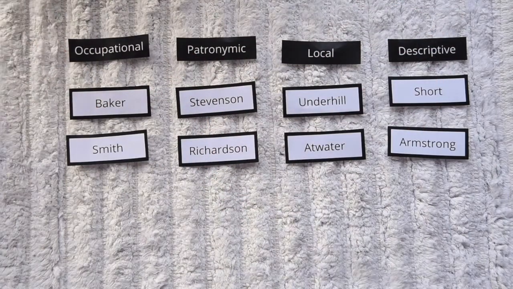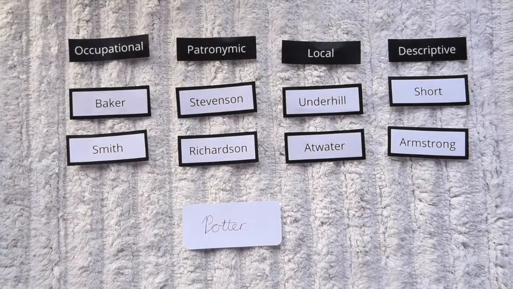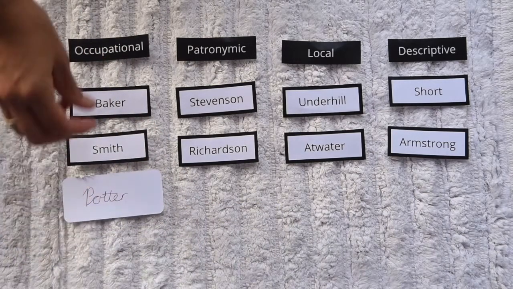Now those may be your surnames, they may not be. But let's talk about some surnames that we all know. Who's read a book about a boy called Harry Potter? Yes, you know that a potter is someone who works with clay and makes beautiful pots or earthenware. Is that an occupational name or a patronymic, local or descriptive name? Yes, Potter is an occupational name. It is something you can do.